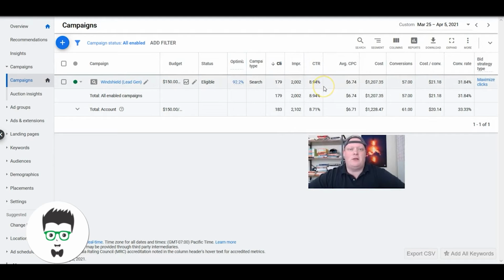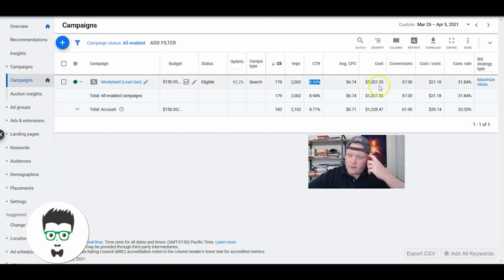CTR, which stands for click-through rate, is the percentage of people that actually see the ad and click on it. Typically, like 2% is the industry norm. You want to be crushing that. Anything above 3%, 5% is good. We're into the very good range here at almost 9%. Average cost per click is $6.74.